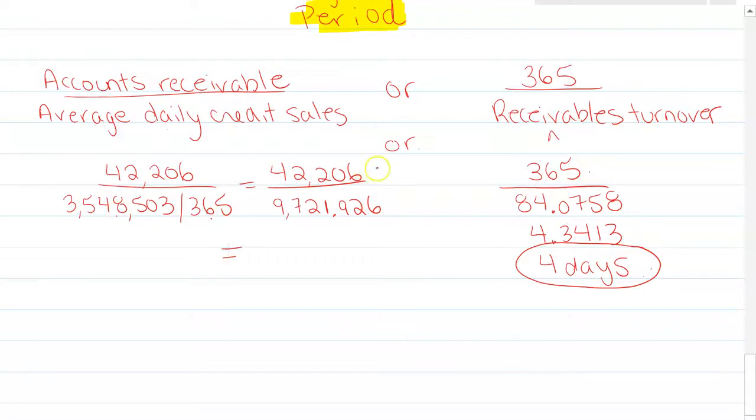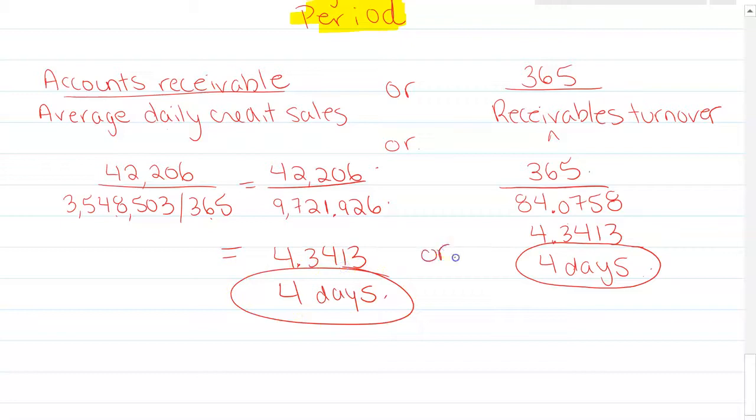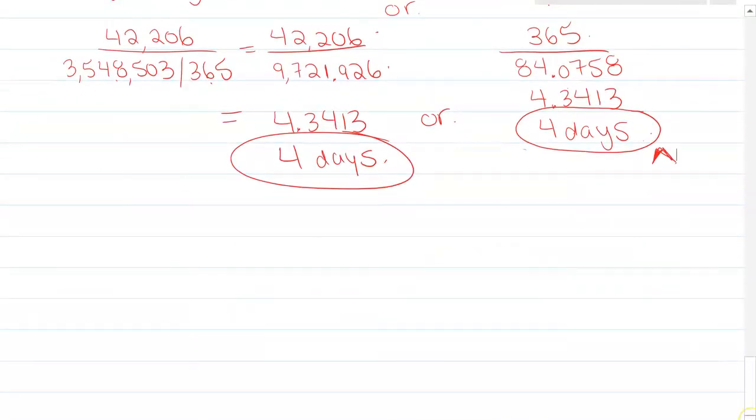Now if we divide the 42,206 by the 9721.926, you get 4.3413 days. And again, we'll just round that. So basically, you can run the formula two different ways. It'll give you the same answer, but I usually find it's just easier to get the answer by this way, but that's just me.